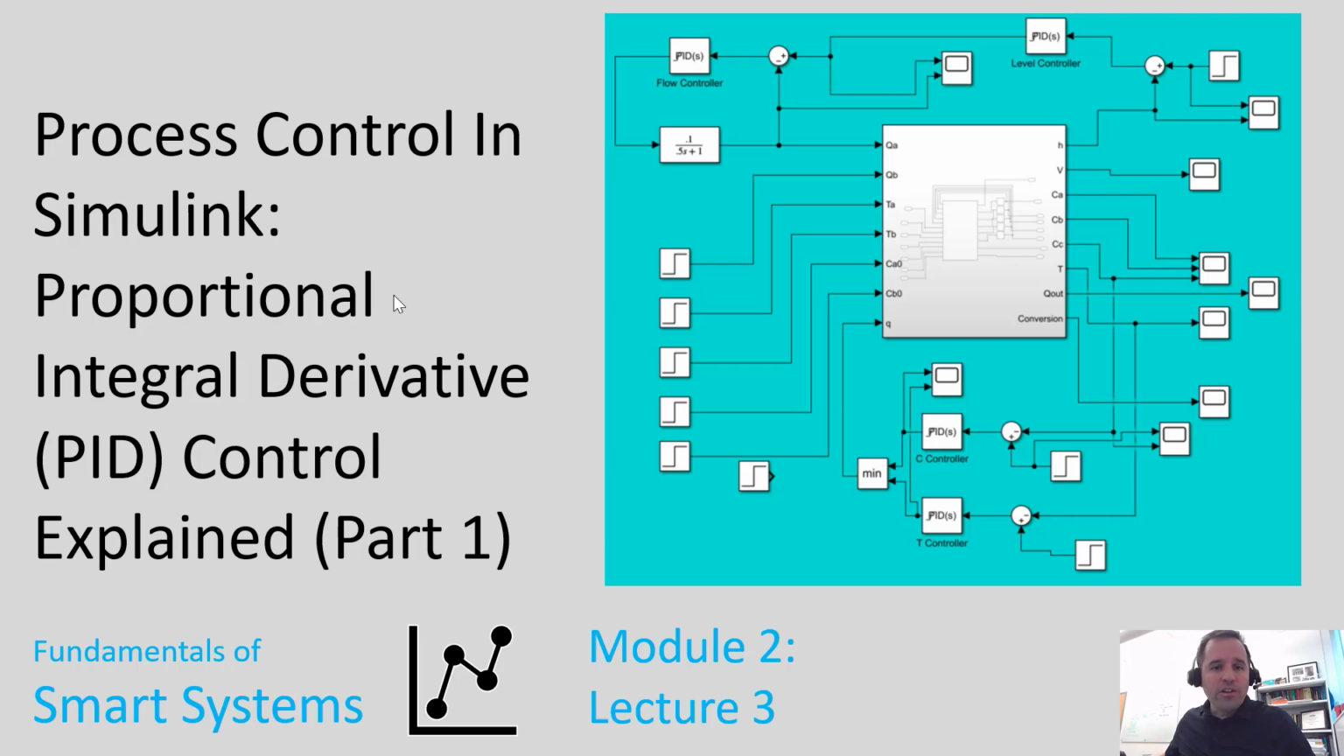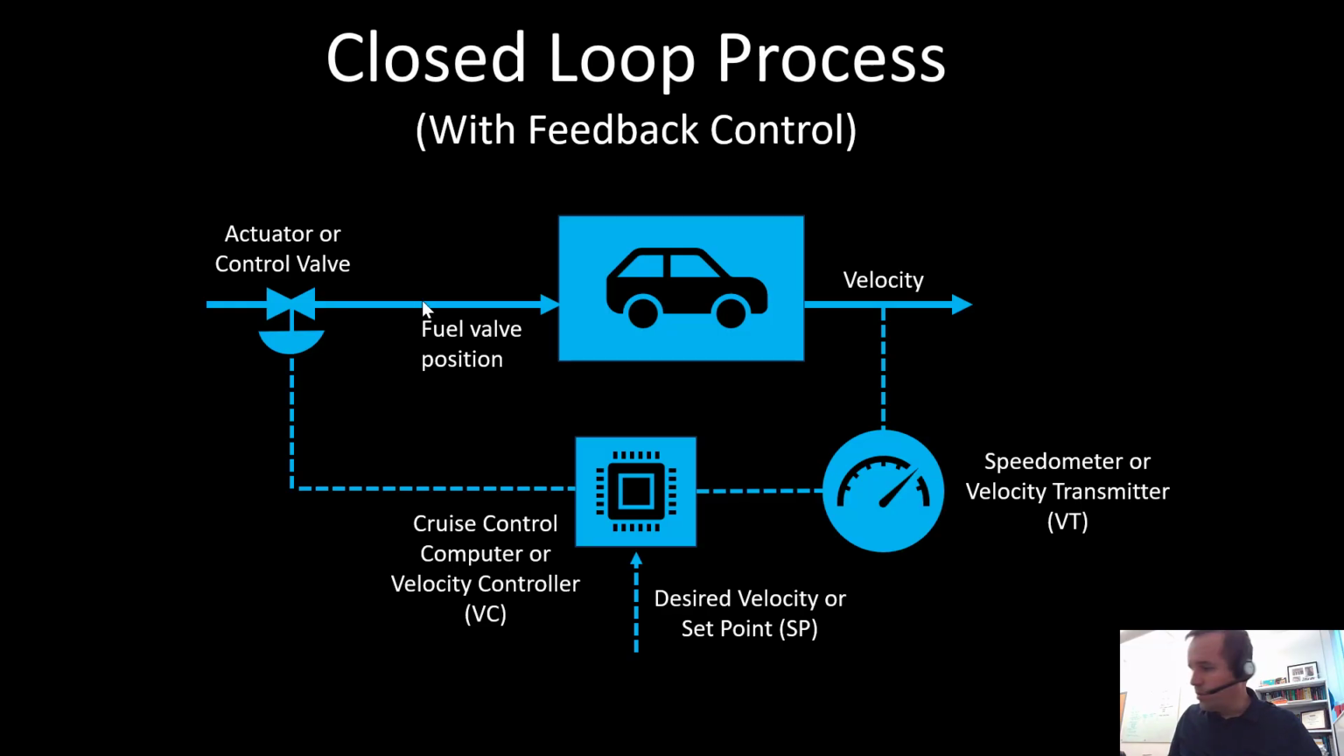We're going to go back to our car and cruise control example. In the last lecture, I talked about what it means to be closed loop, and we talked about this cruise controller, or this computer algorithm that is figuring out, based on my velocity, how do I need to adjust my fuel valve position. So we're actually going to break this controller down, just thinking about it as an algorithm. And to do a proportional controller, it's actually very simple.